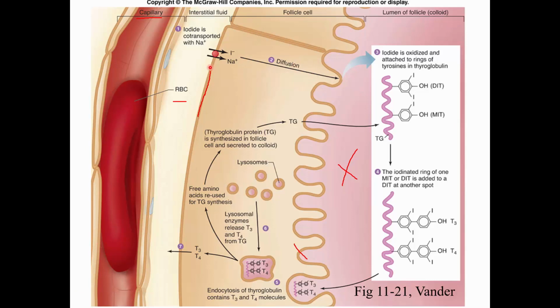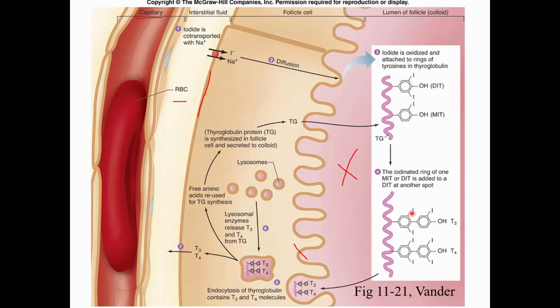Here's the basolateral side of the cell. We have a sodium iodide secondary active transporter that allows iodide to come into the cell for the synthesis of thyroid hormone. Now notice, this is a tyrosine with 2 iodides on it. This is a tyrosine with 1 iodide. You put 2 tyrosines together. The dimer is the basis of thyroid hormone.